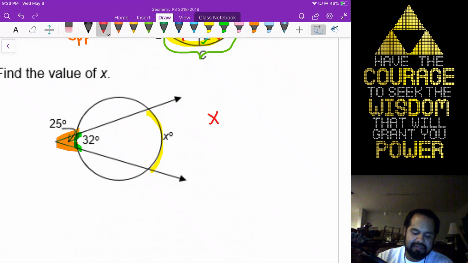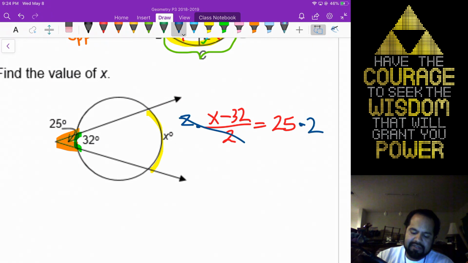So we're going to have x minus 32 over 2 equal to 25. Multiply both sides by 2, children. So x minus 32 equals 50. All right? Then you'll just add 32.